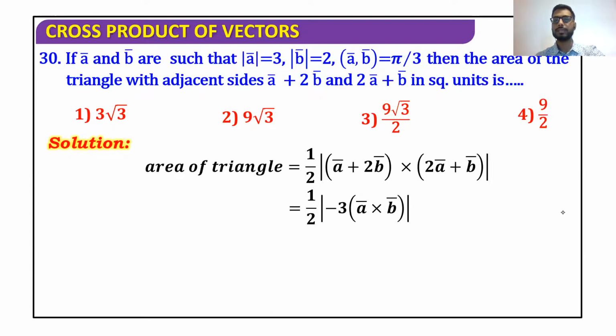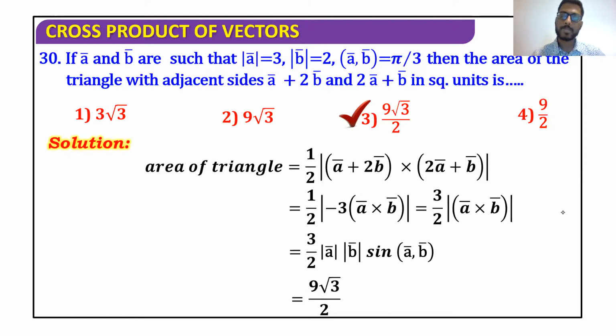And I have the A cross B formula, which is AB sine theta. A is 3, B is 2, sine of theta, theta in this case is pi by 3. So sine of 60, which is root 3 by 2. So substituting, I get my answer as 9 root 3 upon 2.